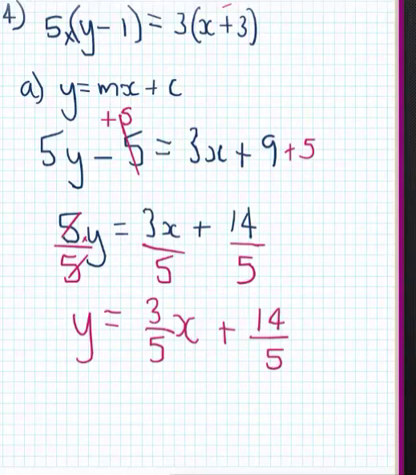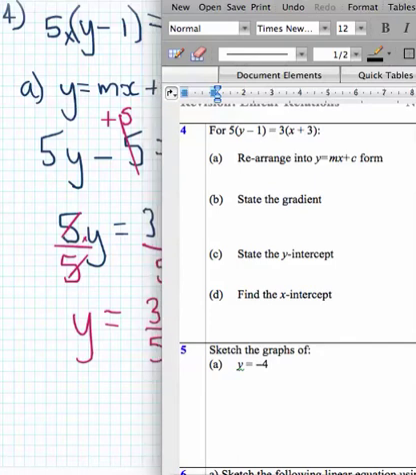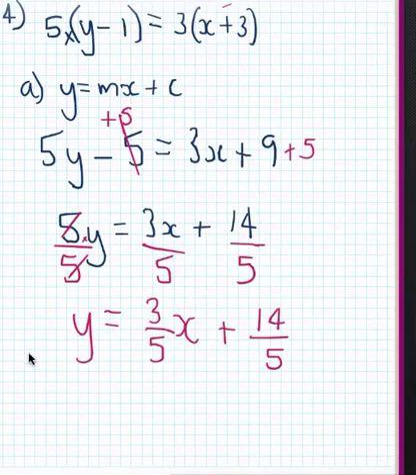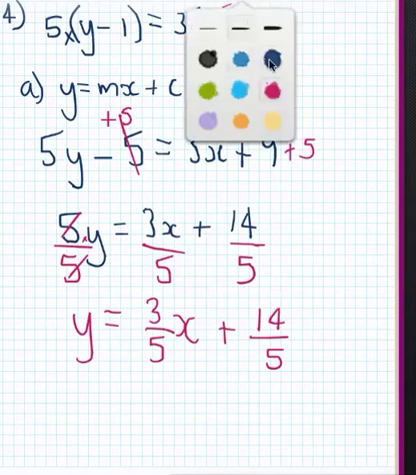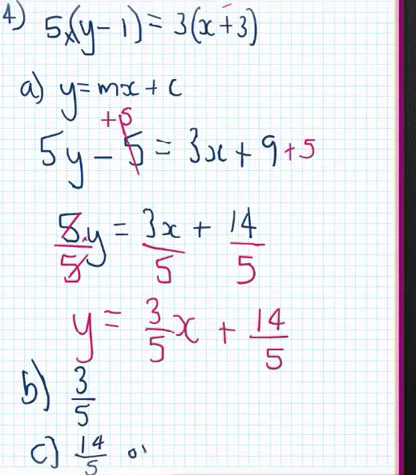So if we have a look at questions B and C, it asks us to state the gradient and then to state the y-intercept. And I can do that. So for B and C, I'll just change the color. For B, state the gradient. Well, the gradient is 3 over 5. And for C, state the y-intercept. Well, the y-intercept is simply 14 over 5. You can leave it in fraction form, and if you wanted to, you can just write 2.8, but you don't have to do that. But like I said, 2.8 is important when plotting it onto a graph.